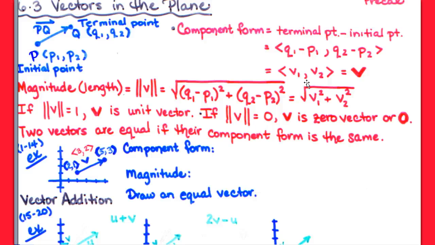If when you find your magnitude you get an answer of 0, that means that you have a 0 vector. And that's also represented with just a bold 0 sometimes. Then we'll know that's the 0 vector.